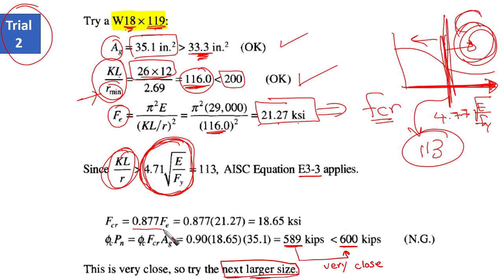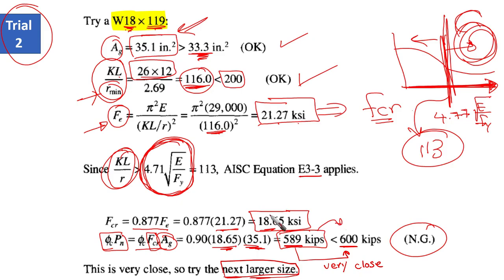So we are going to use 0.877 FE. FE we have already calculated before. Then we obtain FCR, 18.65. The available strength in this case is phi c times Pn, which is phi c times FCR that we have obtained, 18.65, times area gross that we have already calculated, and it gives 589 kips. Very close to our original ultimate load, but still it's not good.